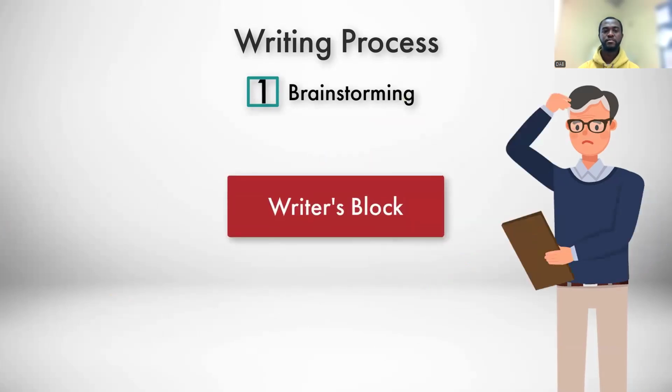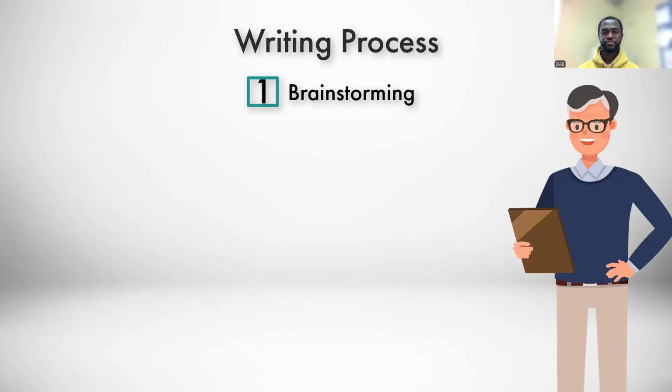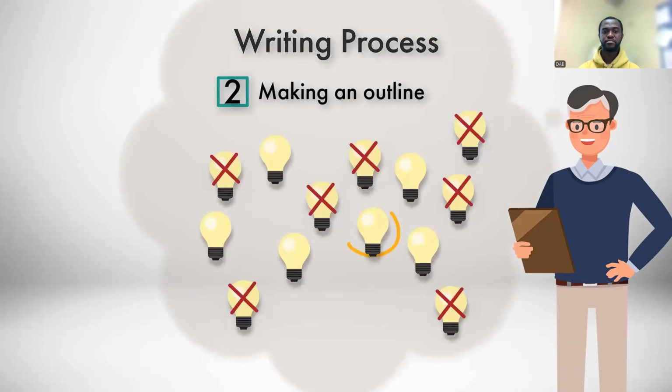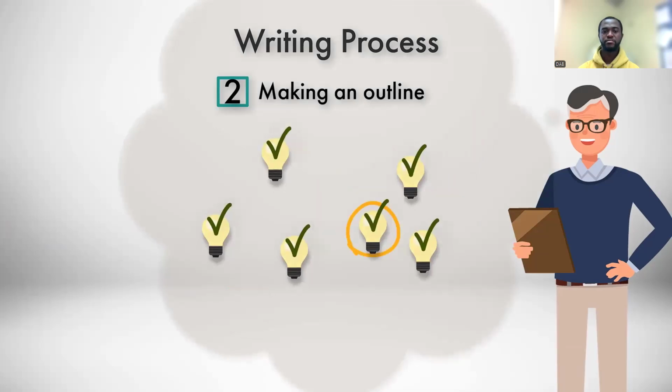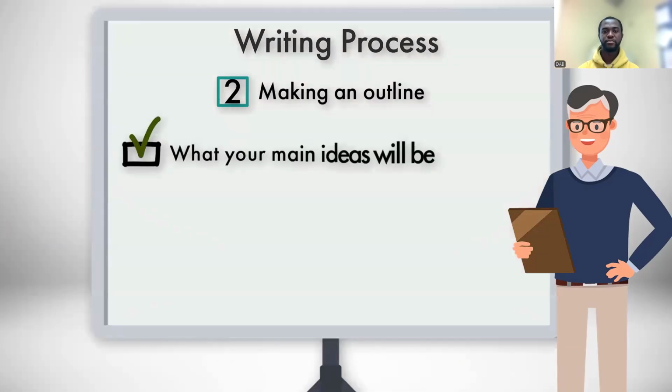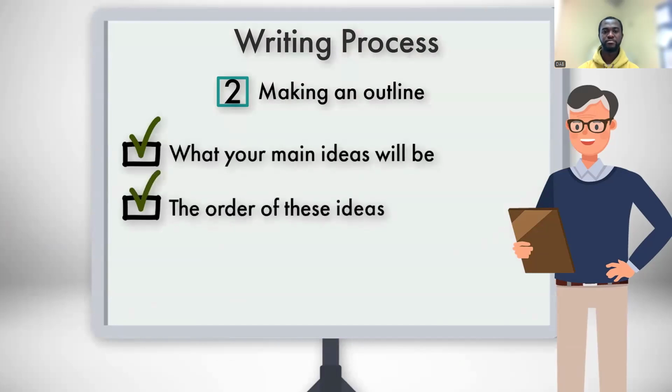Once you have some ideas written down, you can move on to the next step, which is making an outline. Here you will select your best ideas and plan the overall organization of your response. This step will really help make it easier for the raters to follow the flow of your ideas. At this stage, you want to get a sense of what your main ideas will be, the order of these ideas, and how you will connect them.